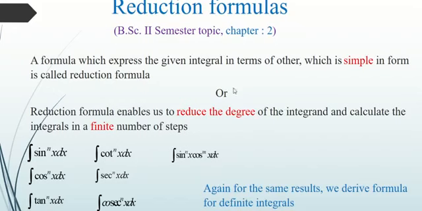Next, it can also be defined like this. A reduction formula helps or enables us to reduce the degree of the integrand and calculate the integral value in a finite number of steps. According to the syllabus, it mentions totally 7 derivations, that is, integration of sine to the power of nx, similarly cos to the power of nx, tan to the power of nx, cot to the power of nx, secant to the power of nx, and cosecant to the power of nx.